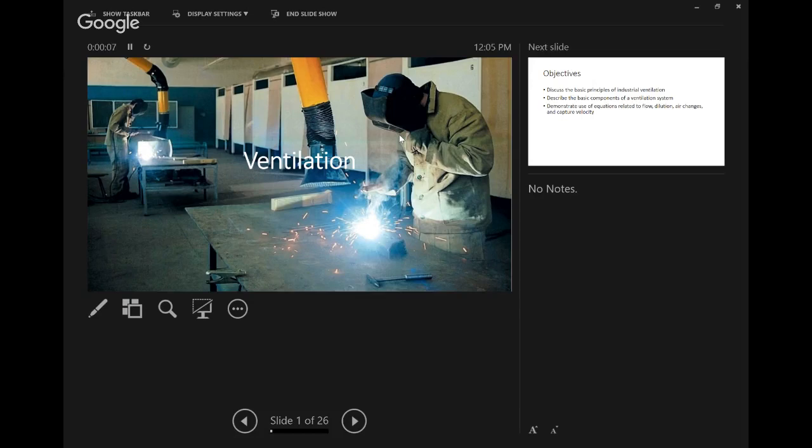Before we get into ventilation, I want to talk about the gases and vapors lab. Answer any questions you guys have from that.